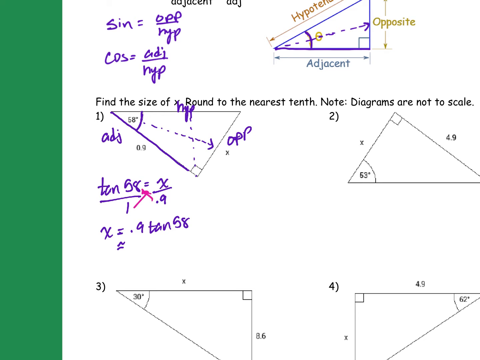We did do it with cosine and sine, but that's only if the x is in the denominator, not in the numerator, right? So it depends on where the x is. If it's in the top, I'm going to multiply. If it's in the bottom, I'm going to divide. Does that help a little bit? Okay, so 0.9 times tangent of 58. So that's going to be, we said the nearest tenth, should be 1.4.